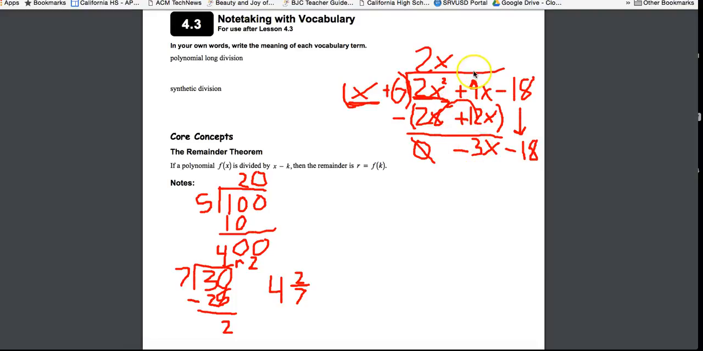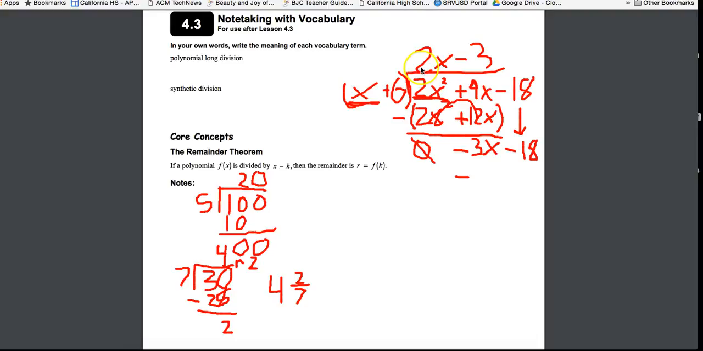We've moved on to our next term, so now that we subtracted, we're looking down here. We need to know what we multiply x by to get negative 3x. In this case, it's negative 3. So up here, we write negative 3. And now we are looking at multiplying our whole divisor by negative 3.